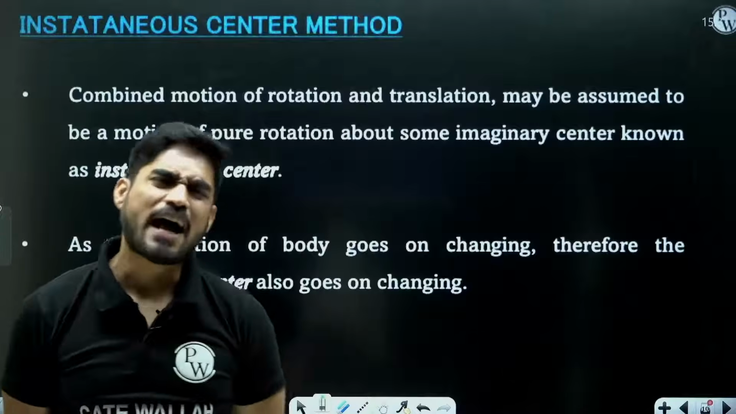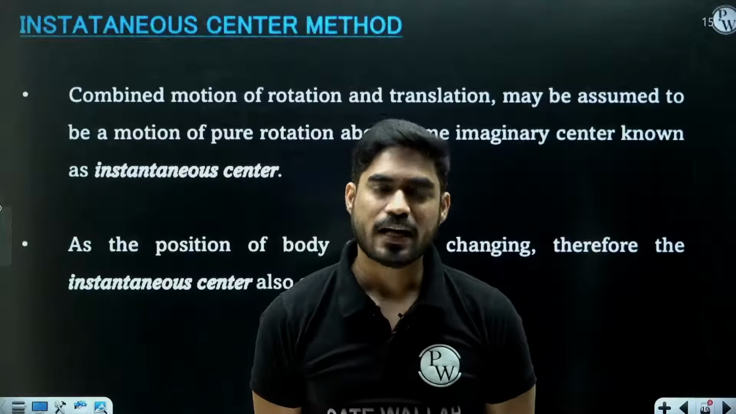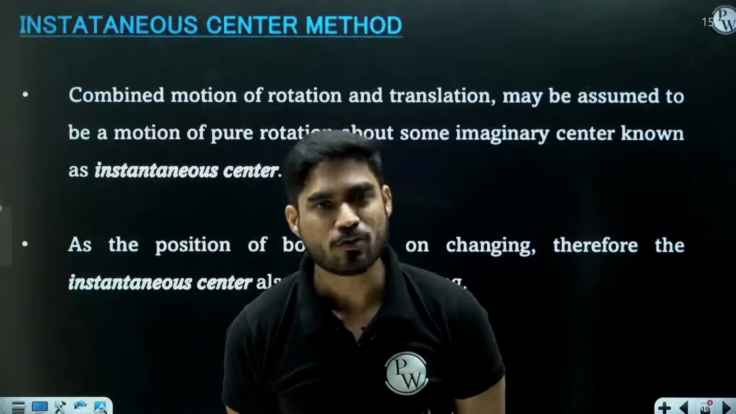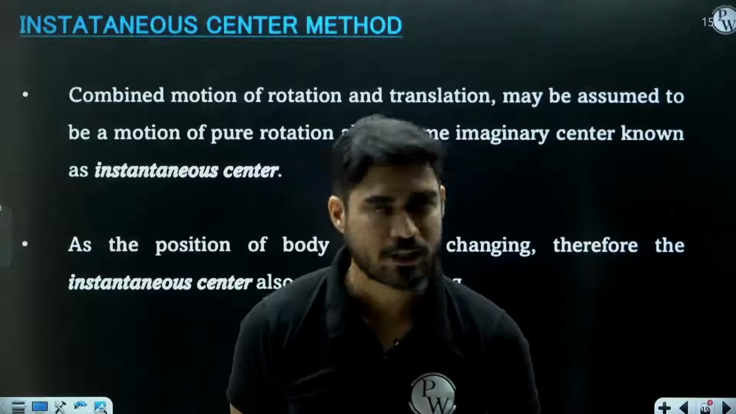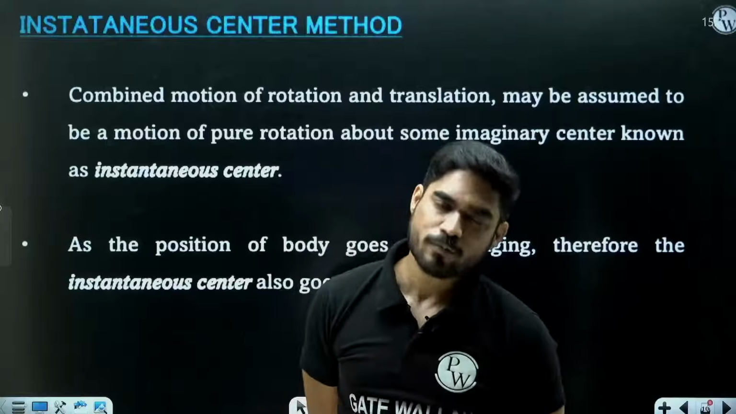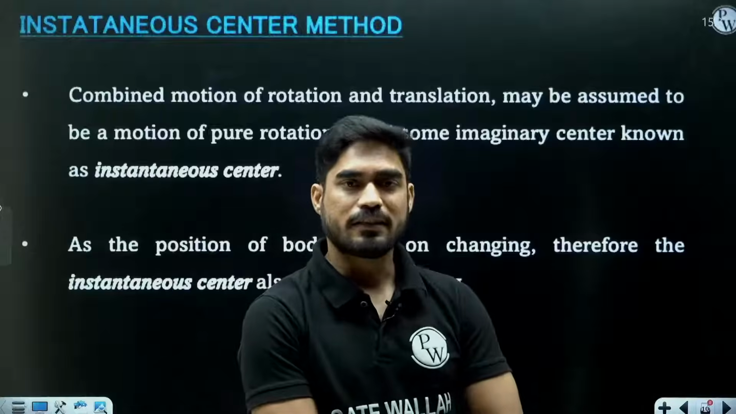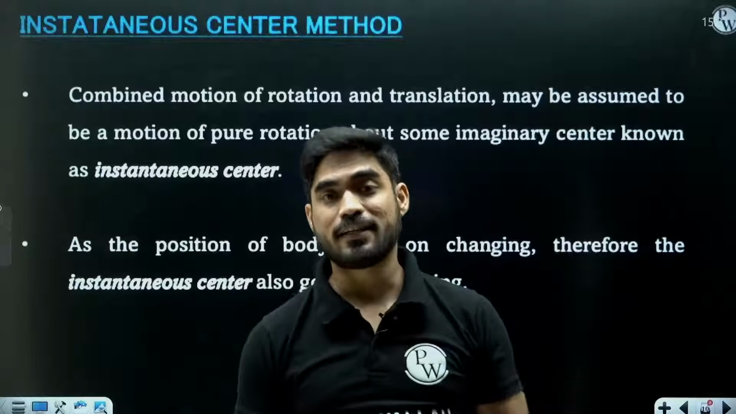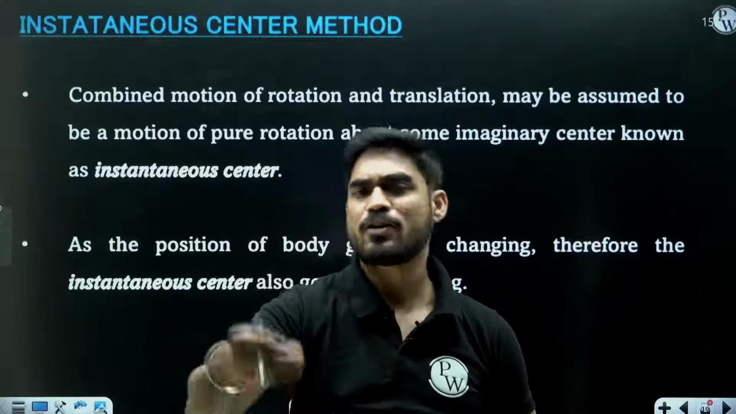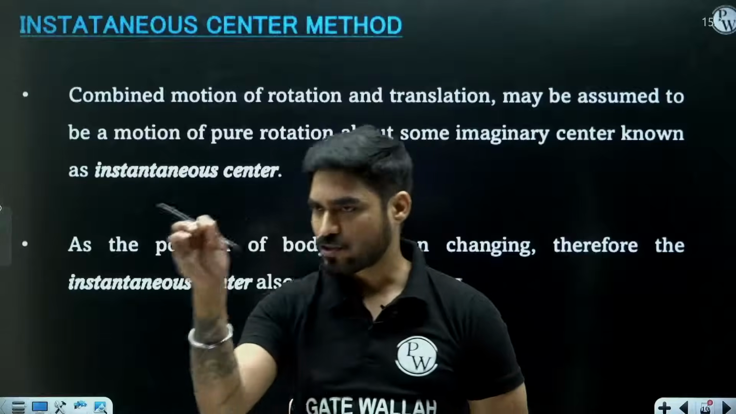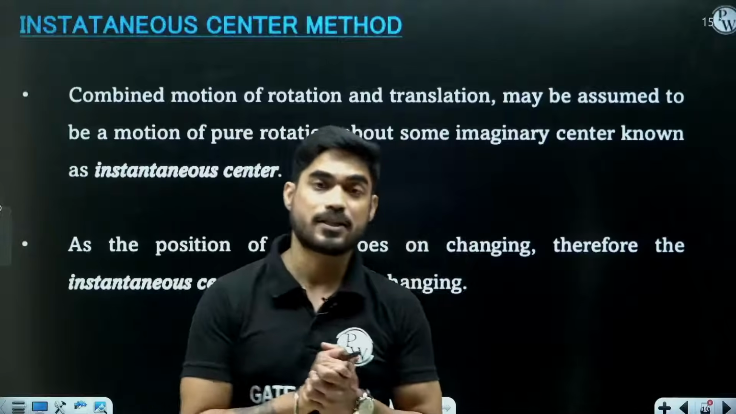Now you will say, sir, why are we assuming it? Because we know how to calculate velocity under pure rotation. V equals omega into r, where omega is the angular velocity and r is the distance from the center of rotation. So if you assume that this body is under pure rotation about some imaginary center, and you know the location of that center, you can easily find the velocity of any particle. You just need to calculate V equals omega into r, where r is the distance of the particle from the instantaneous center, the imaginary center of rotation.